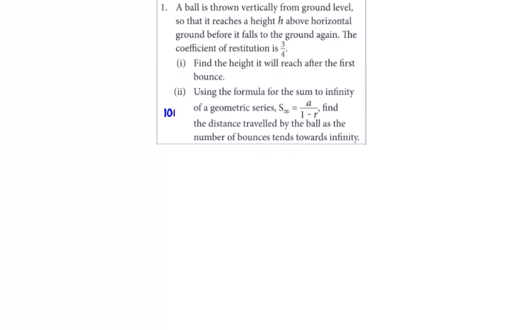Here we have 10D question 1. We have a ball thrown from ground level. So it goes upwards and reaches the height of h. And then it starts falling back to the ground. So we have acceleration being gravity.